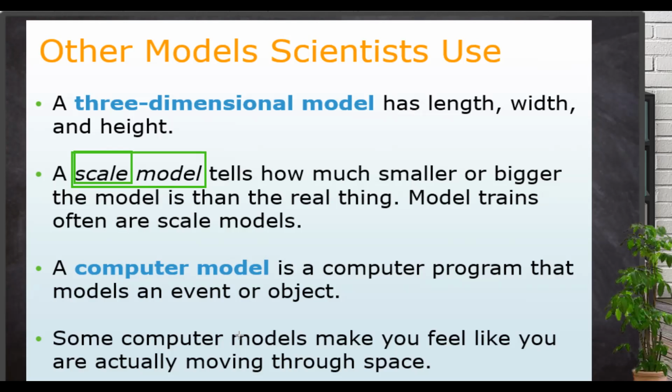Okay, and a computer model, yeah. Yaleen, can you read? Yes, teacher. A computer model is a computer program that models an event or object. Okay, so Rihanna, can you read the last line?